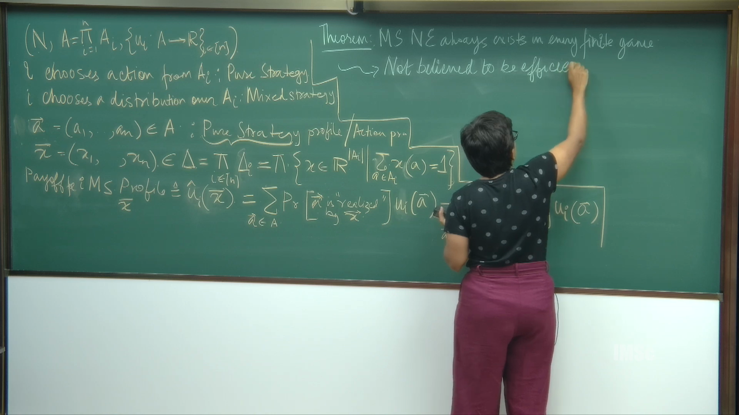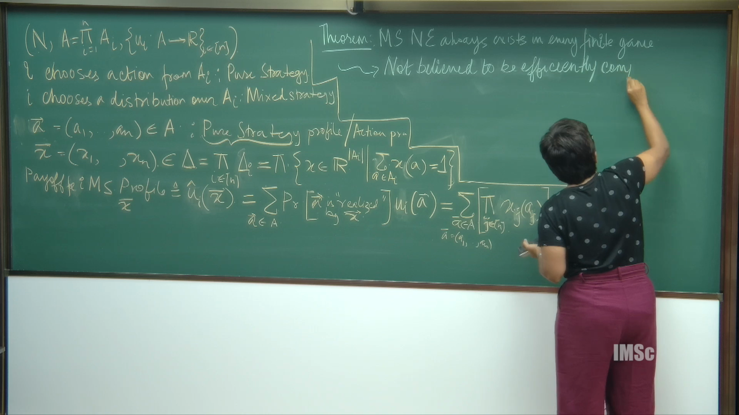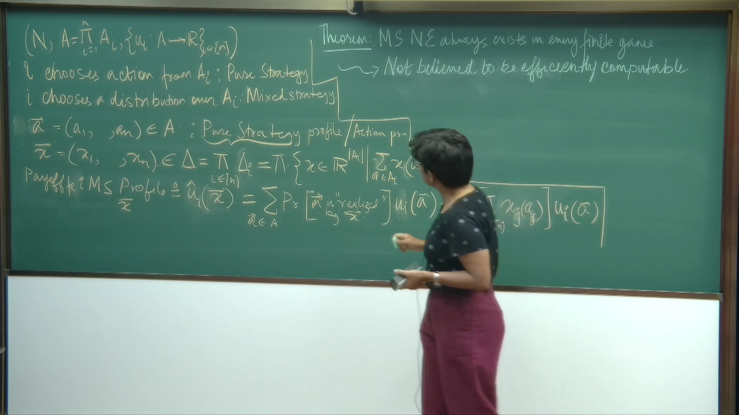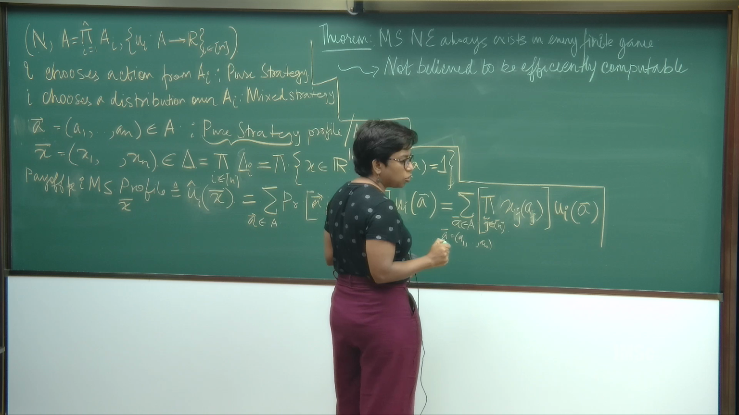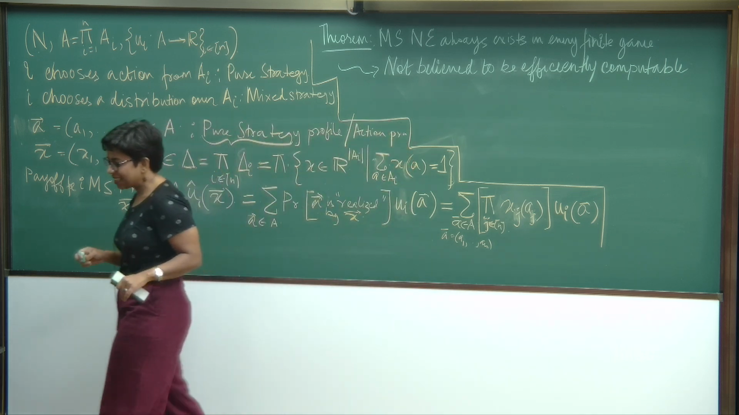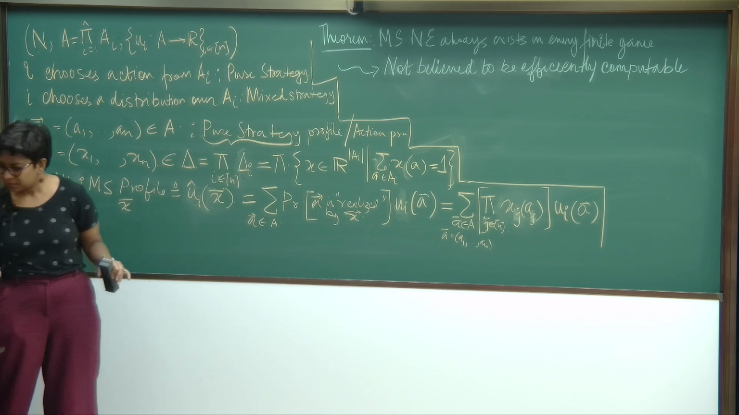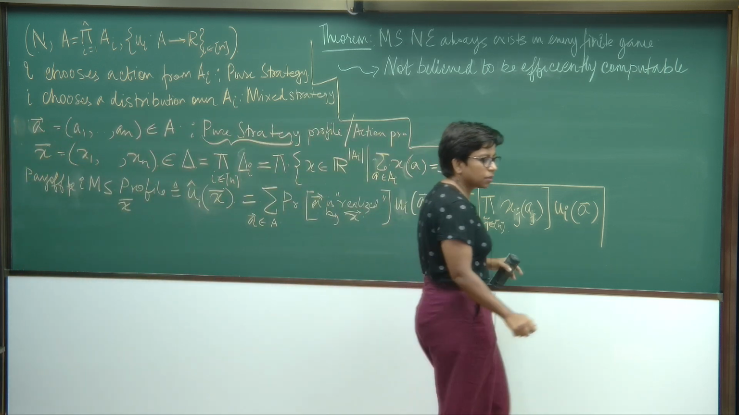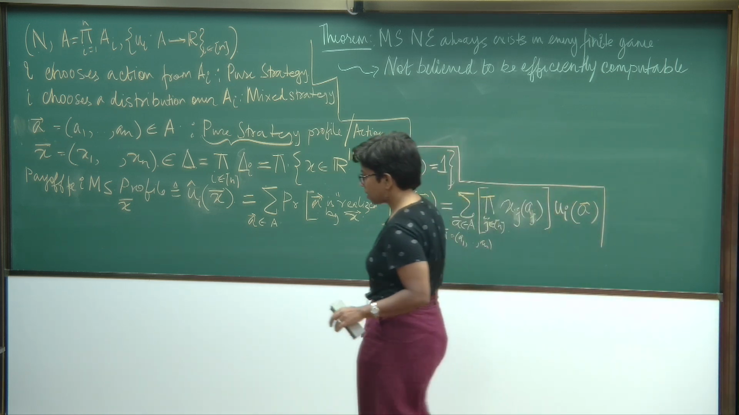So, when we say efficiently computable, what do we usually mean, by the way? What does efficiency mean? Polynomial in what? Somebody say. I'm saying there exists a polynomial time algorithm to find the Nash equilibrium. Okay, polynomial in? Input size. Okay, polynomial in input size.